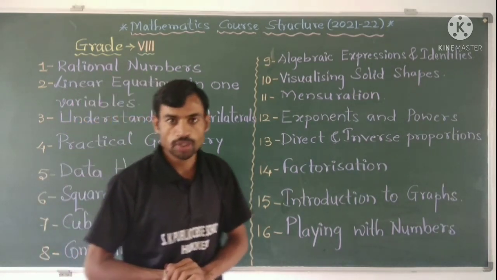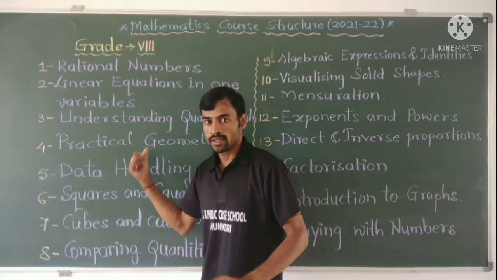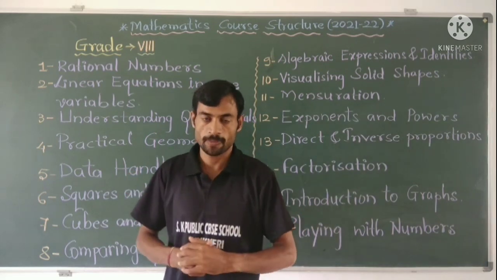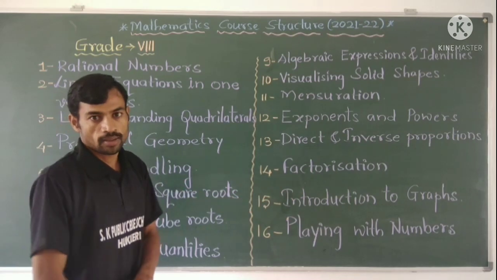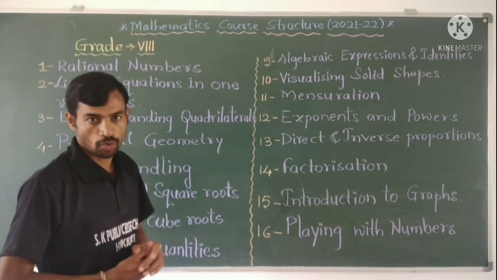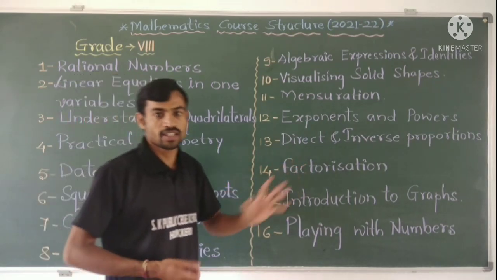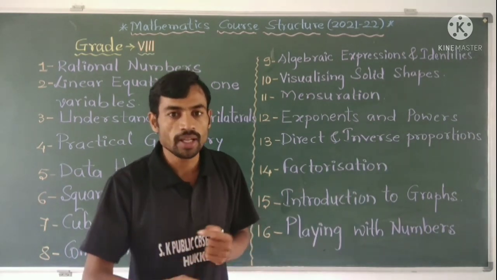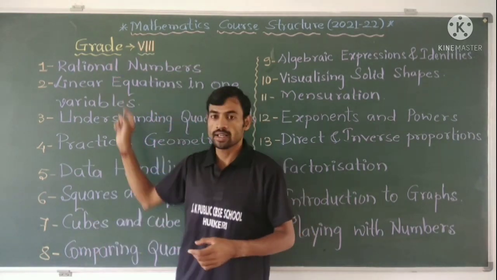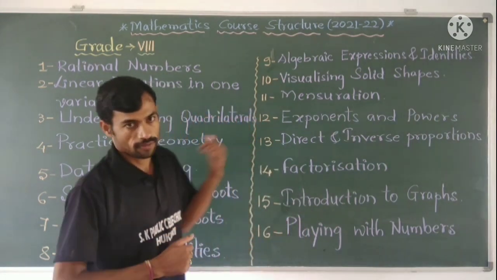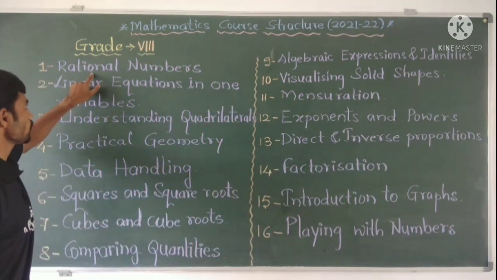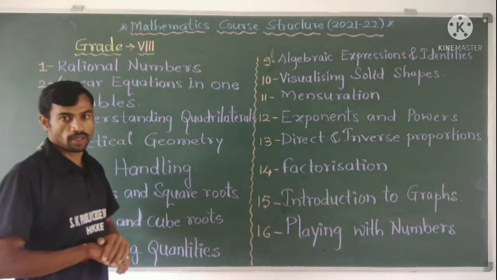As you all know, there are 16 chapters, 16 units in the mathematics textbook. So which are those 16 chapters? What are to be studied in the entire chapters? We have to look at that first. The first one is rational numbers.